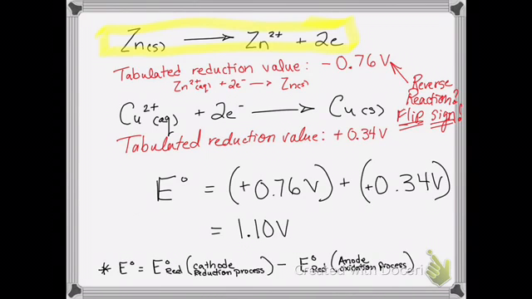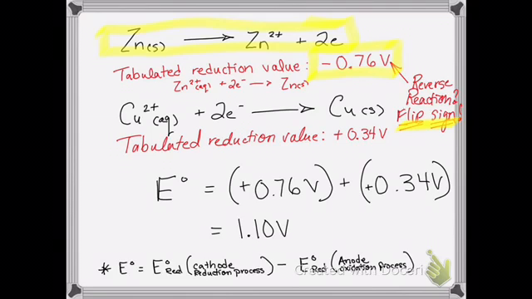Just remember that all of the tabulated values are reduction values. This value is for reduction, but I'm not doing reduction, I'm doing oxidation, so I need to flip the reaction and flip that value. If you're reversing the process because what we need is oxidation, you just flip the sign.